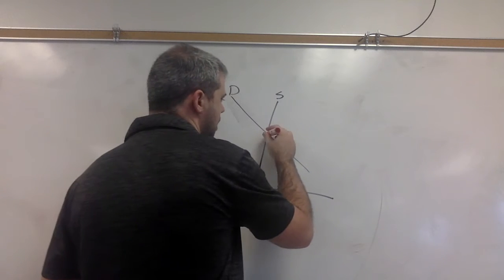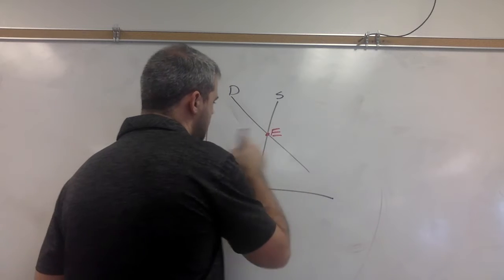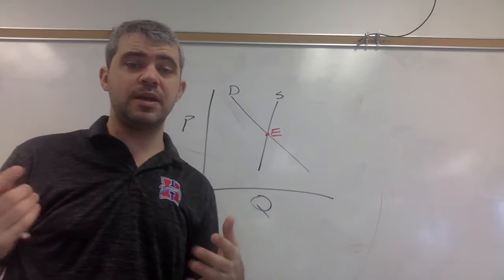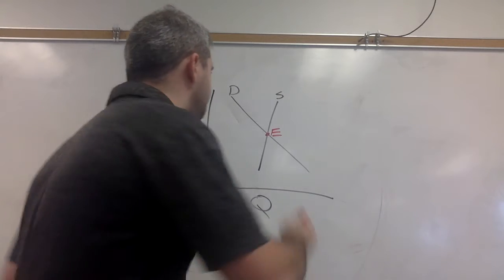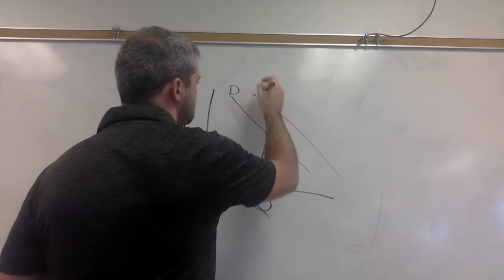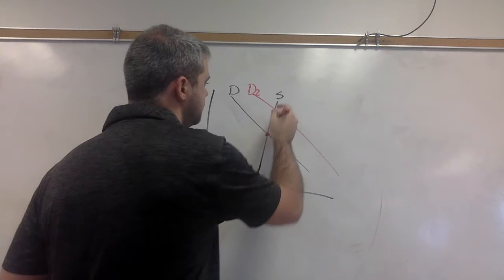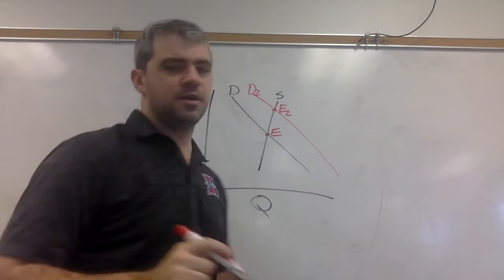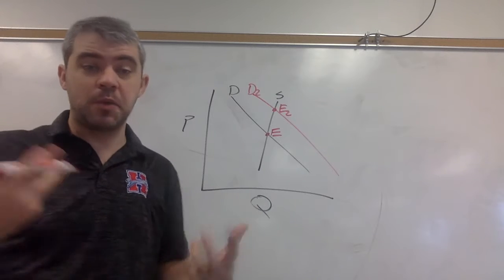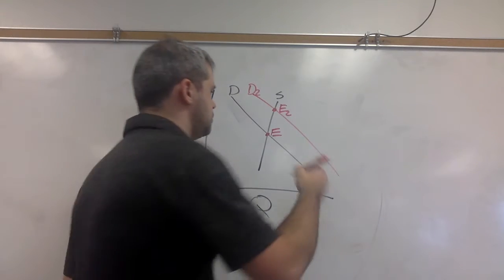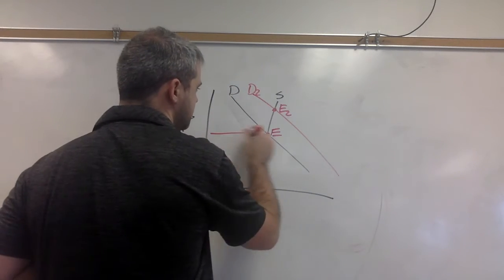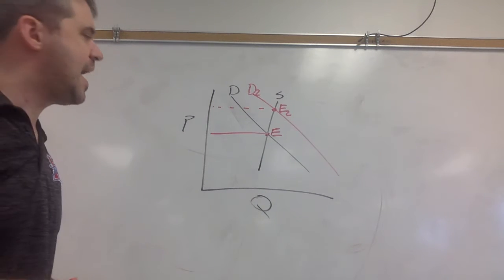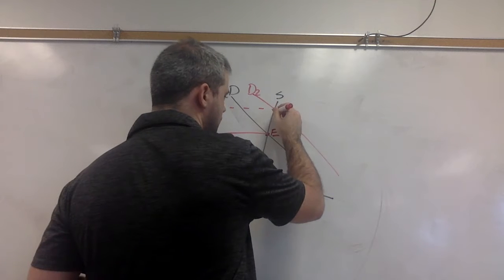So right now, this is our equilibrium. So this is our price and this is our quantity. Now let's say that we experience an increase in demand. So this is our D2. Now, on the one hand, we kind of see what we would expect to see. We do see an increase in price, okay? And we see an increase in quantity.